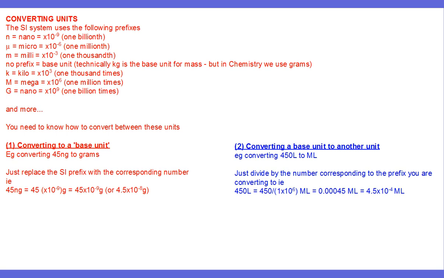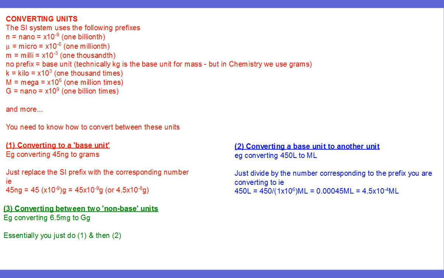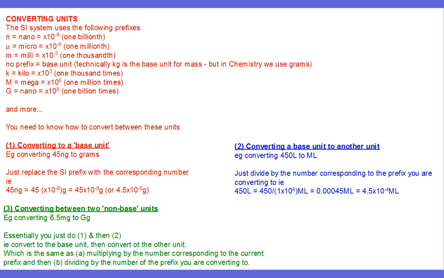The third situation is sometimes you've got to convert between two non-base units. For this example, you might have to go from milligrams up to gigagrams, converting 6.5 milligrams to gigagrams. You basically do step 1, then step 2. The first thing you do is convert it to the base unit, and then you convert it to the other unit, which is the same as multiplying by the unit you've got, in this case milli, and then dividing by the unit you convert it to, in this case giga.